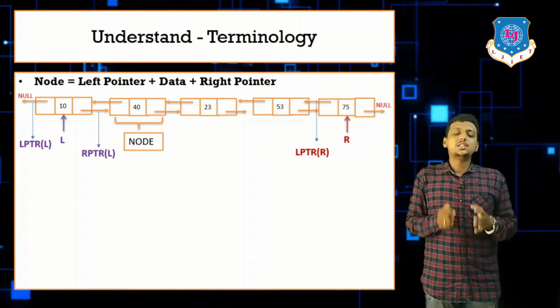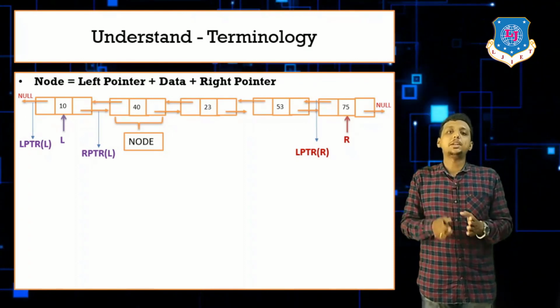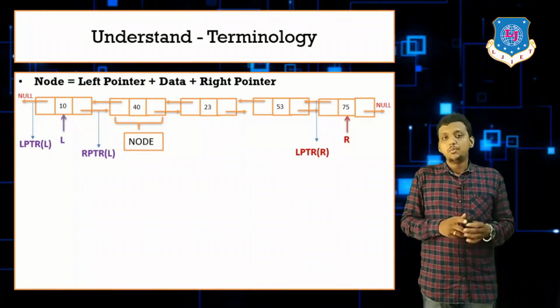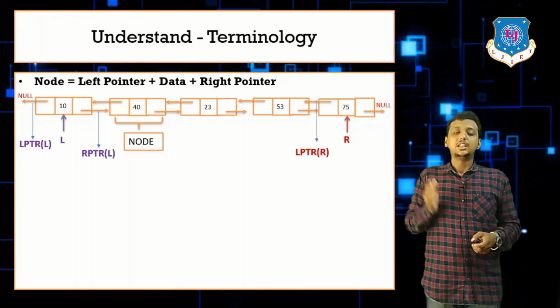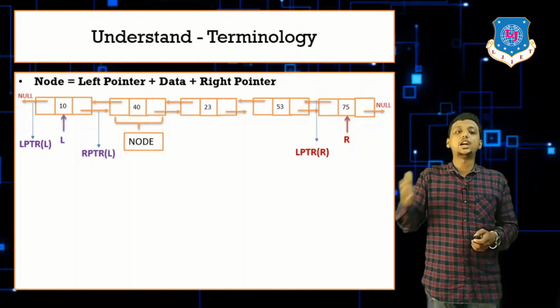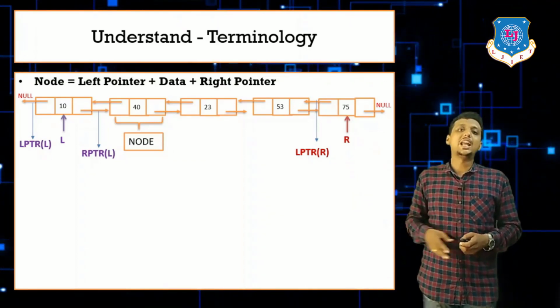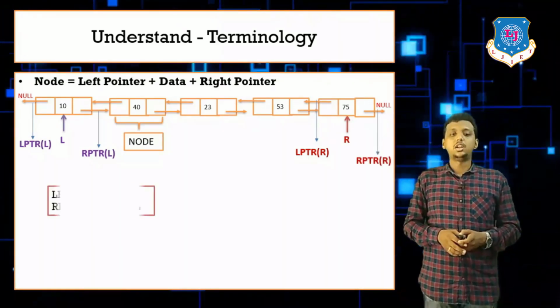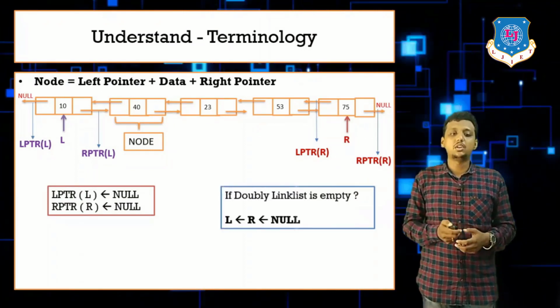Fine. So students, here I can usually say that LPTR of L is equal to null and RPTR of R is equal to null. When we talk about the next node, if you want to move further in this doubly linked list, then we can directly go with RPTR of L, and previous we can go with LPTR. Fine. So here it is, all the node combinations: LPTR of L, RPTR of R is equal to null.